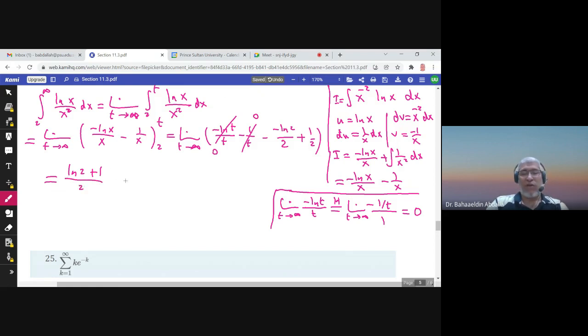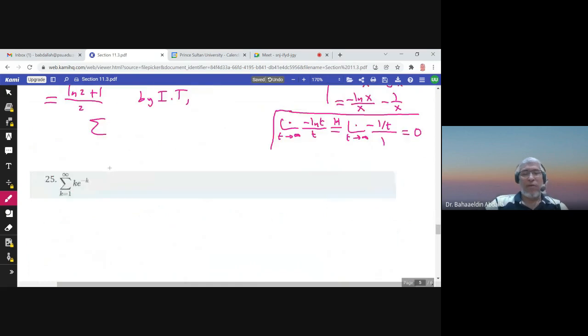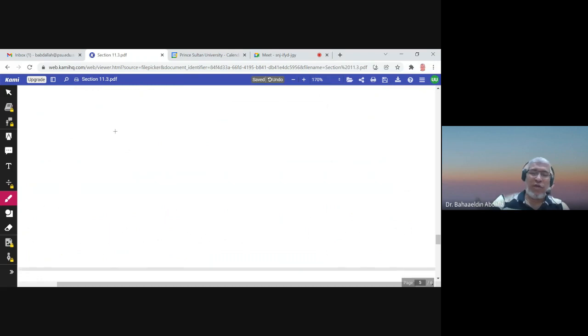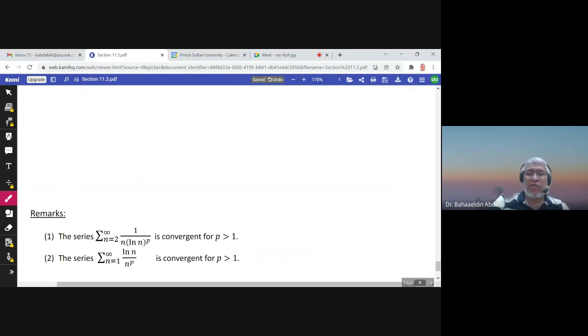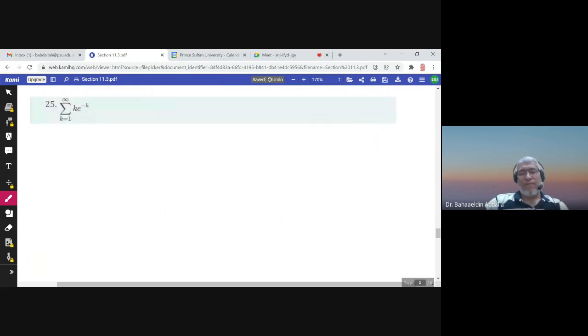So the integral converges. So by the integral test, this series, where this is a_n, from 2 to infinity of a_n, converges. And we know it is convergent, but we needed to prove that. Good. What about this series?